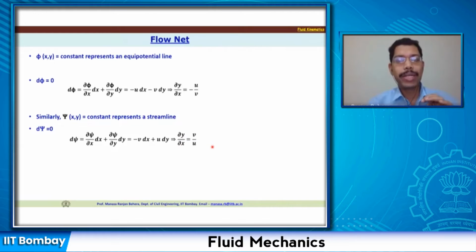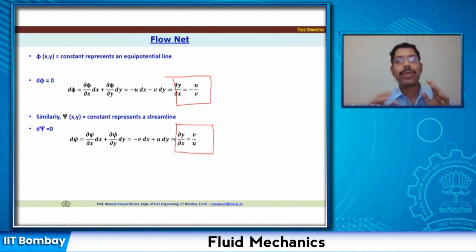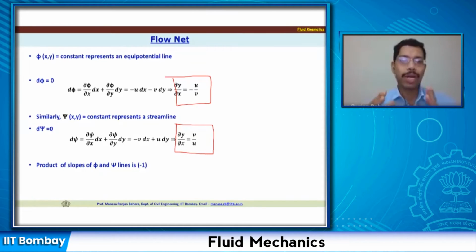All right. Now you look at these two. One is here, ∂y/∂x equals minus u by v, and another is here, ∂y/∂x equals v by u. We know that these are two different lines, the equipotential line and the streamline. Now let us take the product of these two. What will happen to the product of these two lines? They will give you a value equal to minus 1. The product of the slopes of the phi and psi lines is going to give you minus 1. And mathematically, what is the property of that?